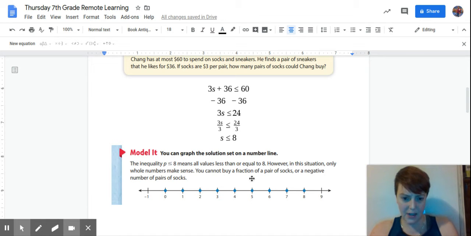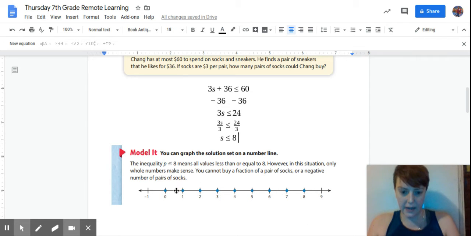So you can't buy a fraction of a pair of socks, and you can't buy negative numbers of pairs of socks. Can you buy no socks? Yeah, I'm doing it right now. I'm not buying any socks. I have socks, but I'm not buying any right now. Or I could buy 1 pair of socks. Or I could buy 2 pairs of socks. Or I could buy 7 pairs of socks, but I can't buy 6.5 pairs of socks.